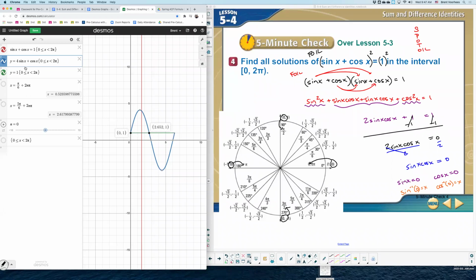Now, did I type this in correctly? I was going to ask Mr. Voorhees, why is there a 4 on here? There we go. Let's try that again. We have the answer 0. We have pi over 2.